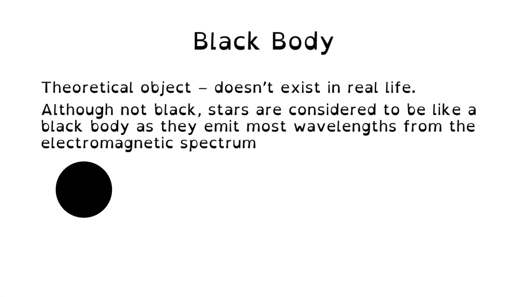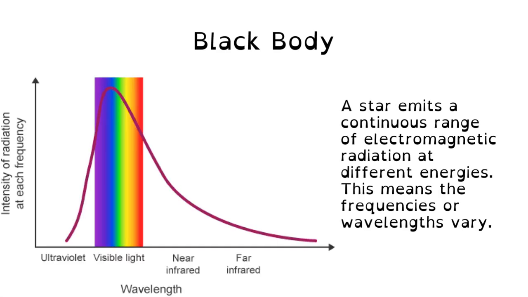I've already mentioned that a black body doesn't actually exist in real life, and we do call it a theoretical object. However, stars, although they're not black, are considered to be like a black body, as they emit most wavelengths from the electromagnetic spectrum. A star, or like our sun, will emit a continuous range of electromagnetic radiation, at different energies. If we have a look along the bottom here, we've got the wavelength. Going up, we have the intensity of radiation, so how much radiation there is. And we can see the peak wavelength just here is in the visible light region.